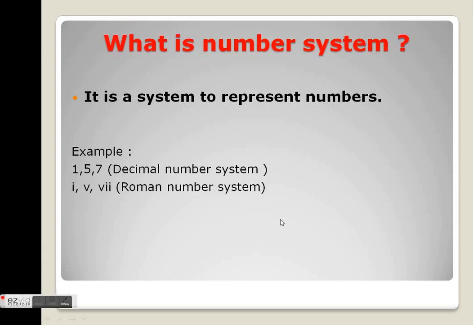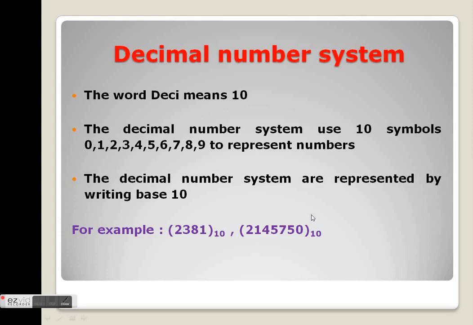Students, you know that the main objective of this lecture are to understand the decimal number system, binary number system, octal number system and hexadecimal number system. So let's start our discussion on the decimal number system. Students, the word deci means 10. It is used to represent the 10 symbols which are used to represent any number in the decimal number system.